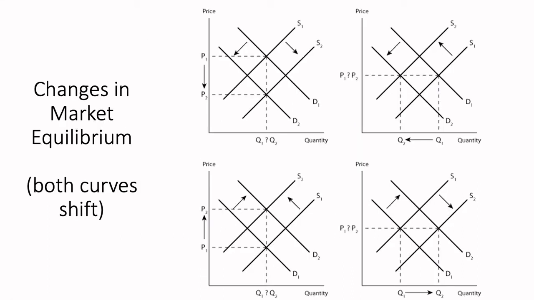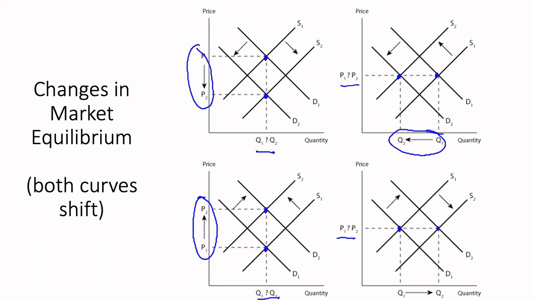The two previous slides assumed that either the demand curve shifted or the supply curve shifted, whilst the other curve remained constant. But in real life, this is not always the case. Sometimes we see shifts in both supply and demand at the same time. These four diagrams show all the possible combinations of supply and demand shifts.